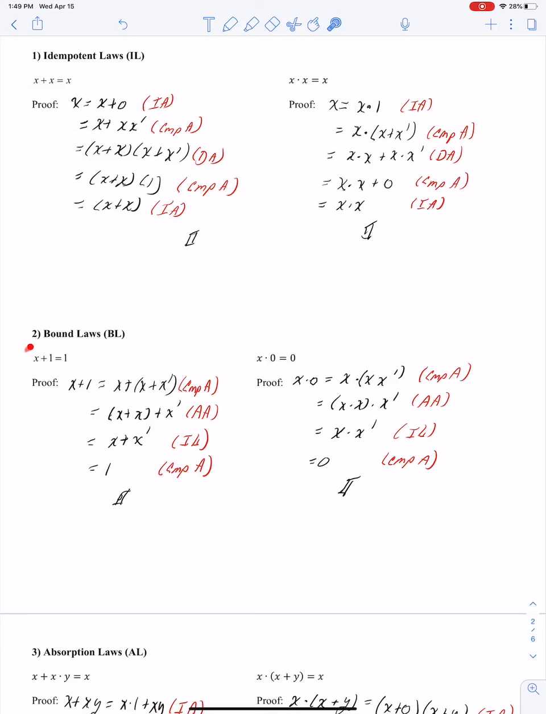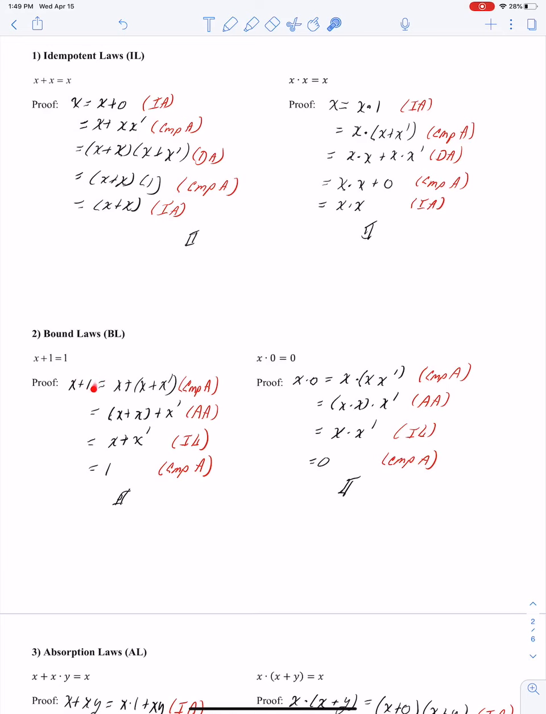Now what's the dual of that statement? Well, writing the dual, remember, take plus, replace it with dot, take 1, replace it with 0. I get x dot 0 is 0. Right? Now that is true in college algebra. This one is not. In a Boolean algebra, they are both true. All right? So let's see how I would go about proving that. Well, I'm going to start with this side and end up with that.